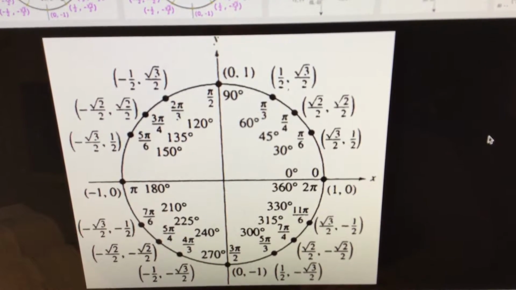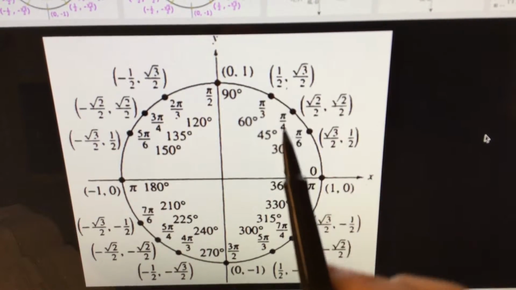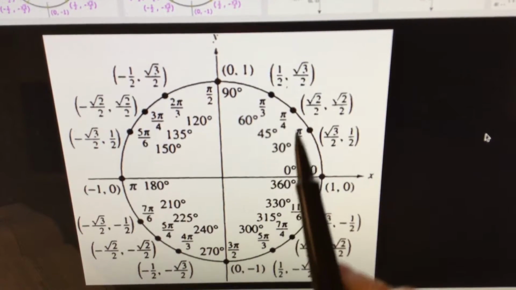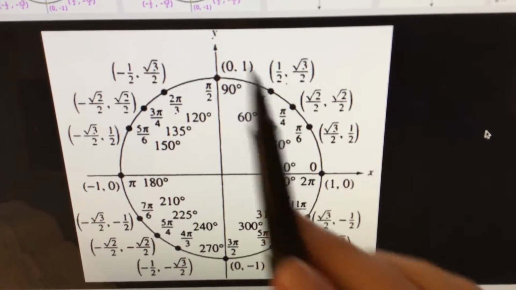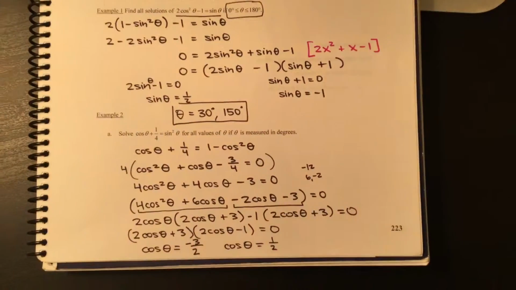But then we have a cosine of 1/2, and that's going to happen here. It's going to happen here. And it's just going to repeat itself over and over and over again because I can keep going around the unit circle. So we have 60 and also 300.